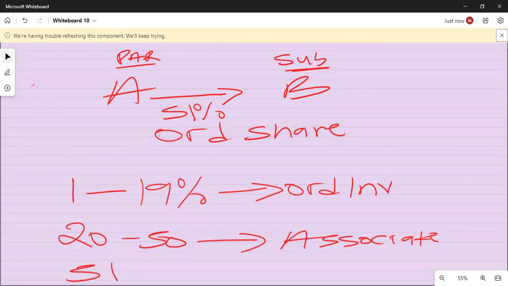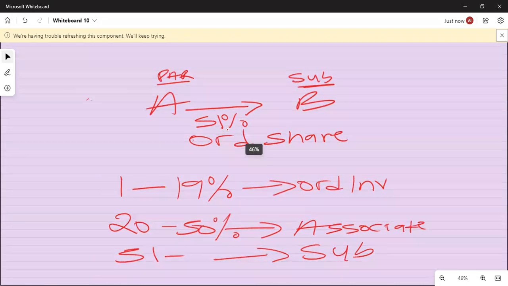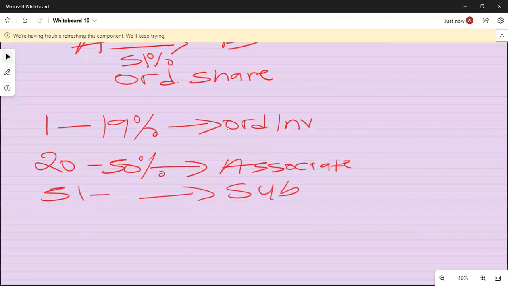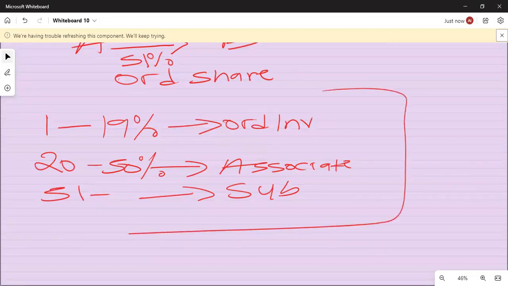And when you have 51, more than 51 and above, this is what you call a subsidiary. Don't forget this percentage. It is very, very important.